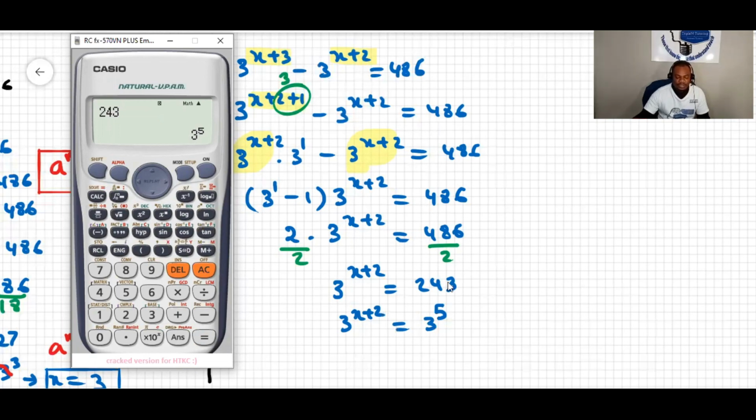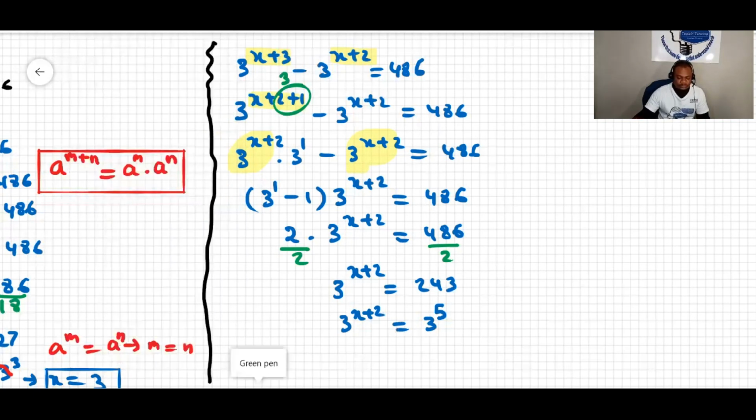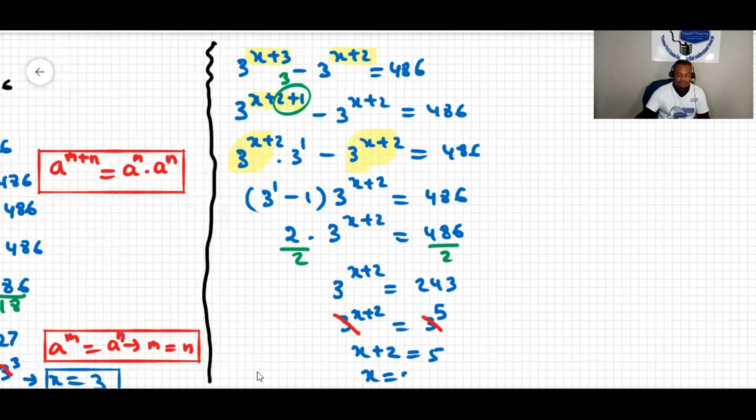Now, applying this property will cause us to drop the bases and then equate the exponents: x plus 2 equal to 5. And then that makes x equal to 5 minus 2, which means x is equal to 3. Okay? Thank you.